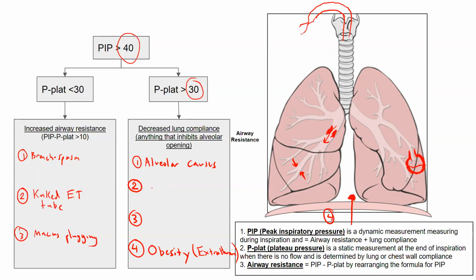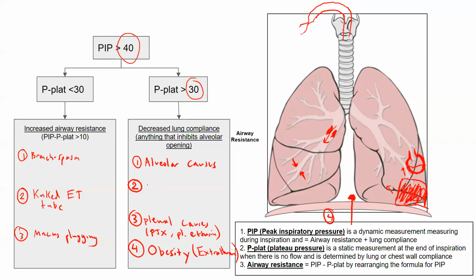The other one can be pleural causes. You think of a pleural effusion, so here's a big pleural effusion, or even a pneumothorax. These are all going to cause compression and atelectasis of the lungs, and that atelectasis is going to make it harder for those alveoli to open. So pleural causes, whether that's a pneumothorax or pleural effusion, can also do this.